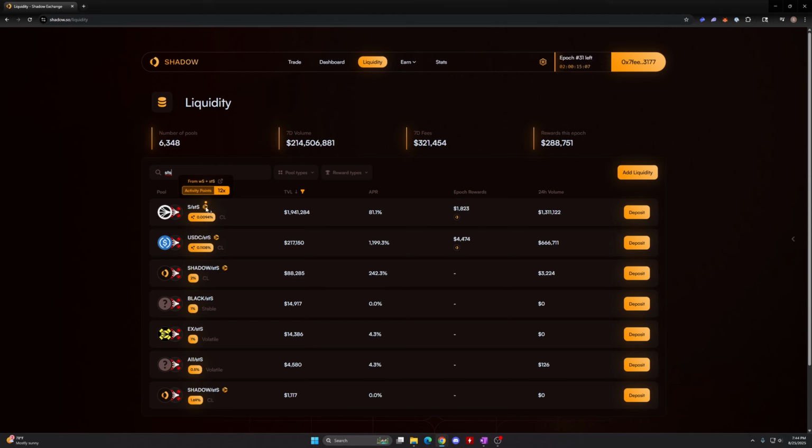And inversely, if Shadow skyrocketed and Sonic did nothing or dumped a little bit, you're going to be left with all Sonic. And now if you want to try to buy back your original position of the differing asset, it's not going to be a good time.